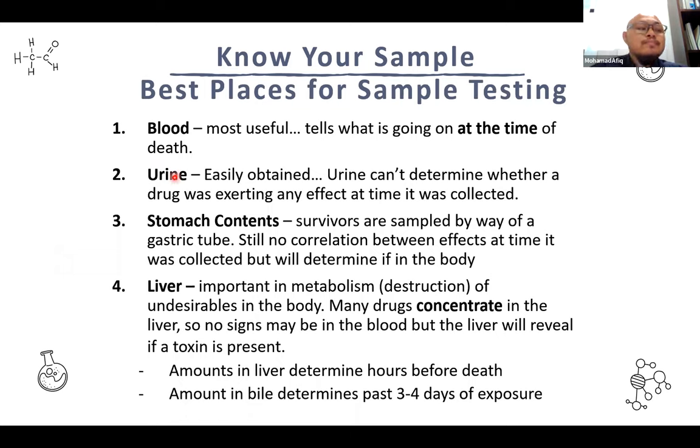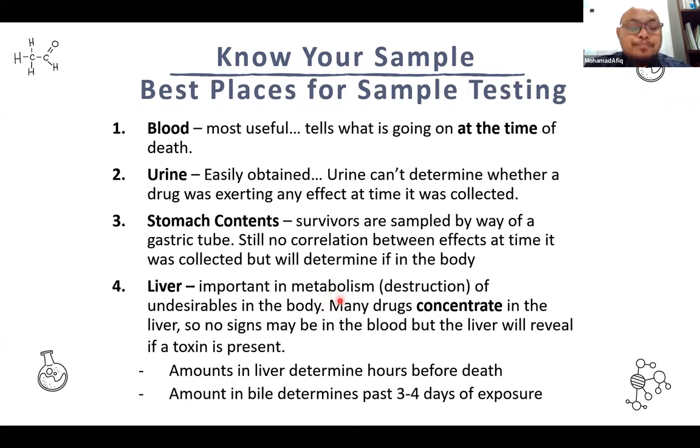The second one is urine. Urine is easily obtained, especially if the victim is still alive, and it is non-intrusive. Non-intrusive means that dia tak mencederakan. If you take blood, you need to perform an injection, draw blood, and use a needle, but urine is very easy. Then the third one is stomach contents. The fourth one is liver. Why liver? Because most of the time, chemicals will get concentrated in the liver. The substances will concentrate at the liver, where the metabolism process occurs.